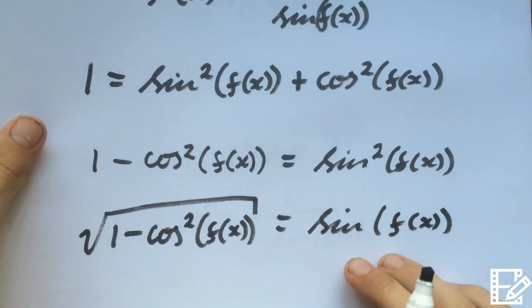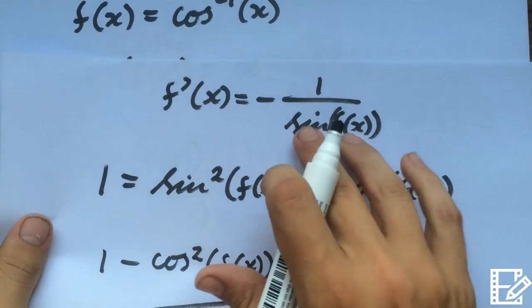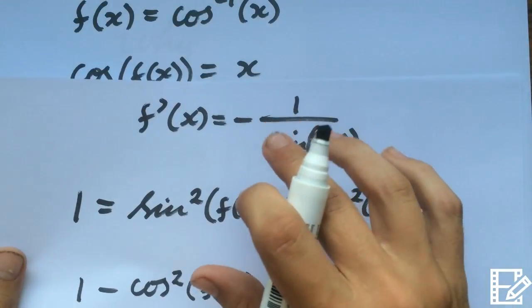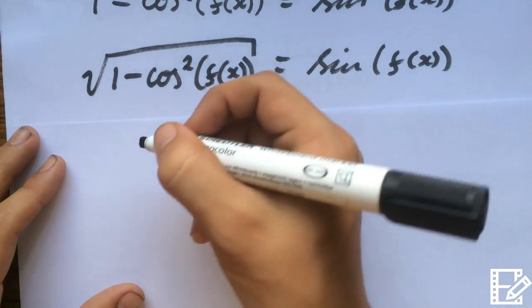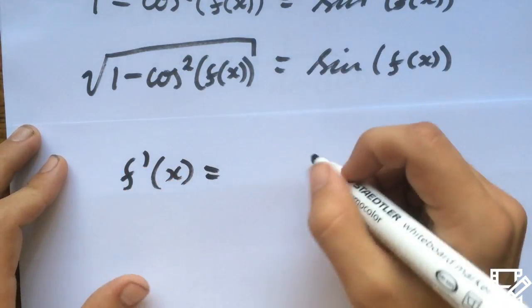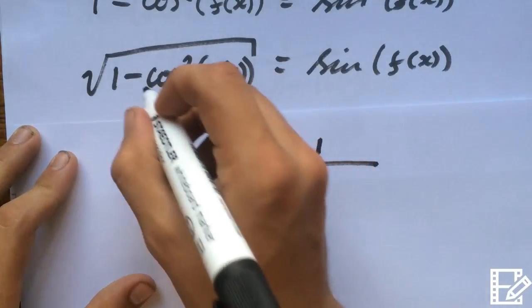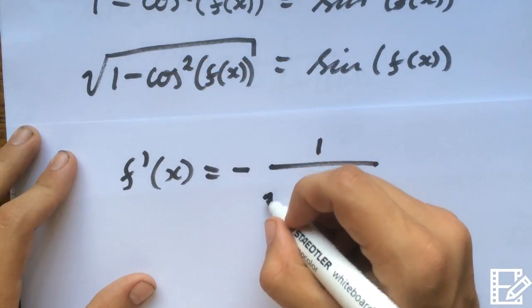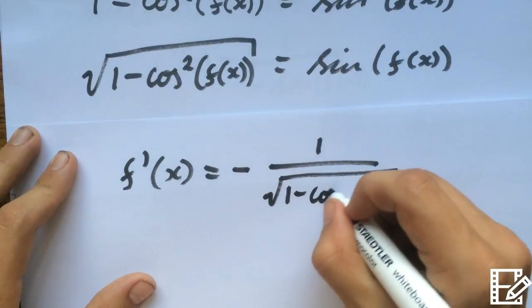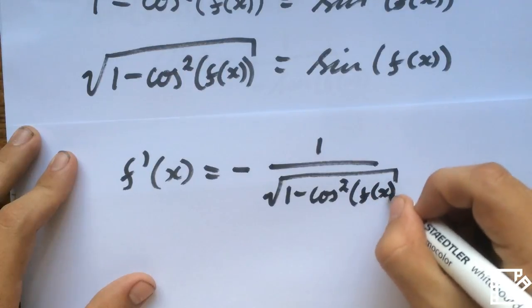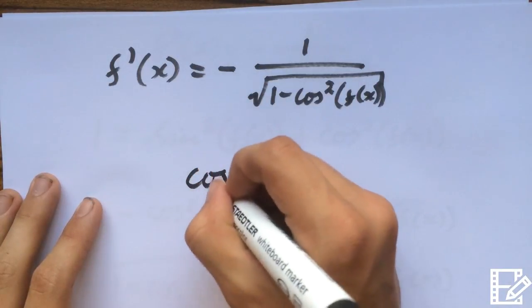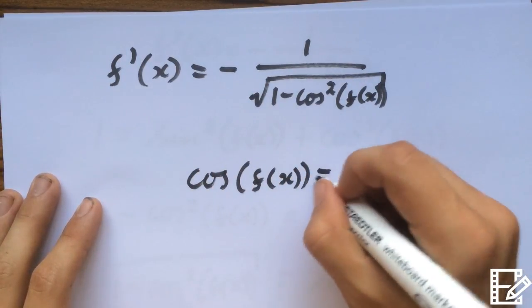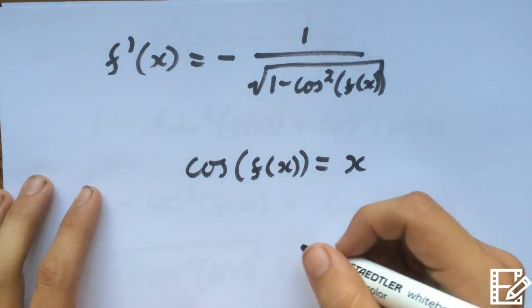Great. We have sine fx on its own, and we have sine fx on its own up here. So we can sub this in for that. Derivative equals negative 1 over, we're replacing sine fx with this, so it's going to look like the square root of 1 minus cos squared fx. Okay, this is good. We have cos squared fx. We've established that cos fx equals x from the previous page.